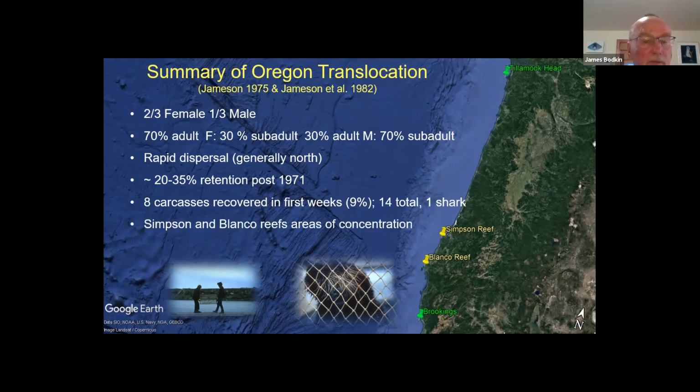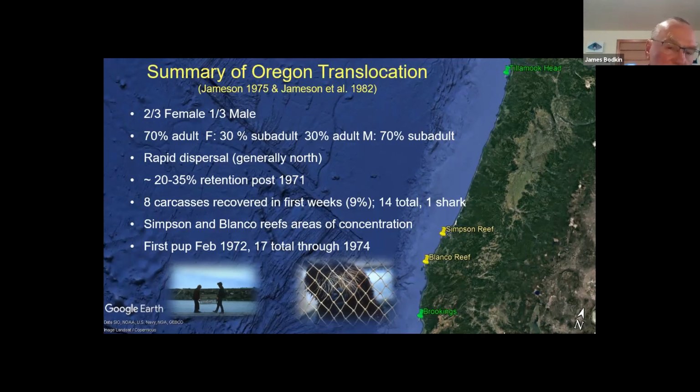Simpson Reef and Blanco Reefs were the areas of concentration where animals appeared to establish themselves. And here's an interesting finding. The first pup was located in 1972. That doesn't mean that pups weren't born before then, but this was the first one that was observed. But what I find really interesting is that through 1974, there were 17 pups produced.